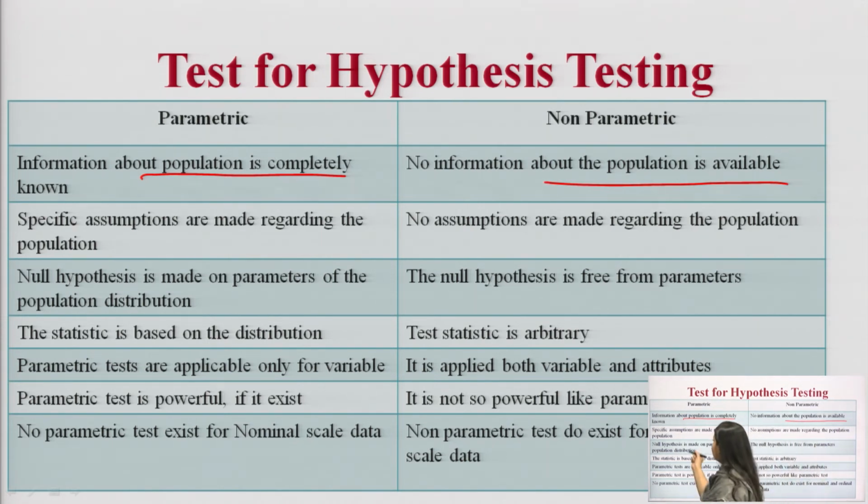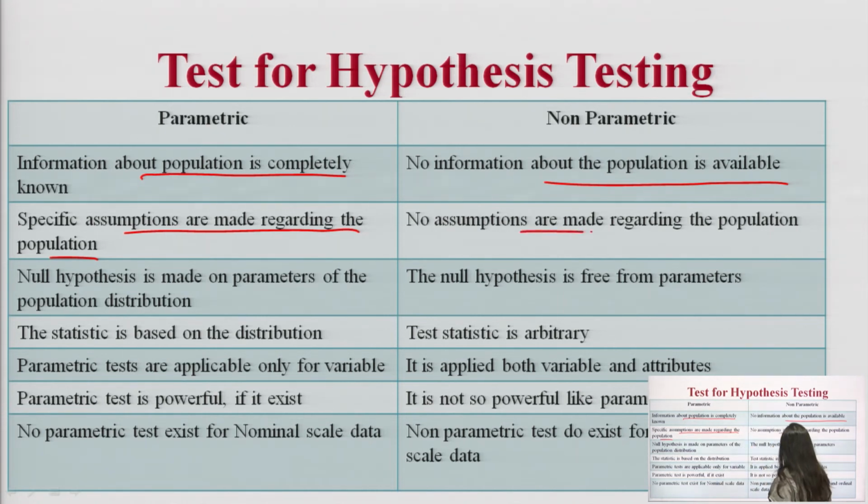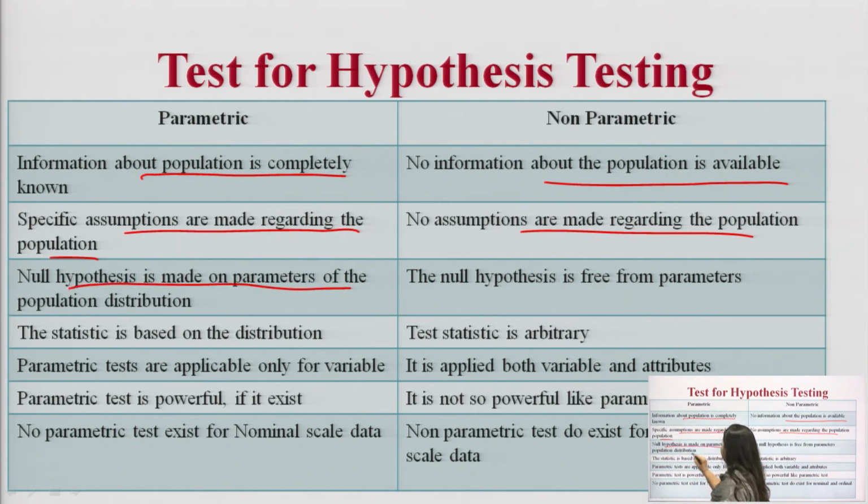Next, specific assumptions are made regarding the population. In a parametric test, we make certain assumptions, but in a non-parametric test, we do not make any assumption regarding the parent population of the study. In the parametric test, the null hypothesis is made on the parameter of the population distribution, and in the non-parametric test, the null hypothesis is free from any parameter.